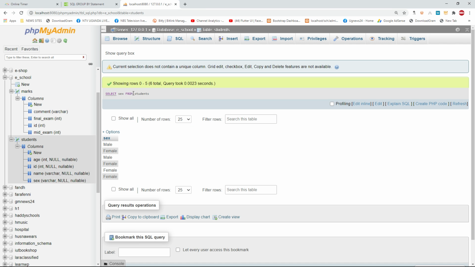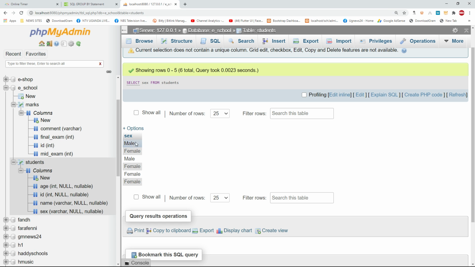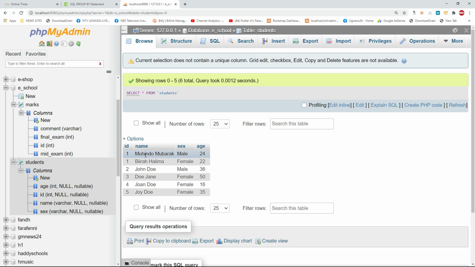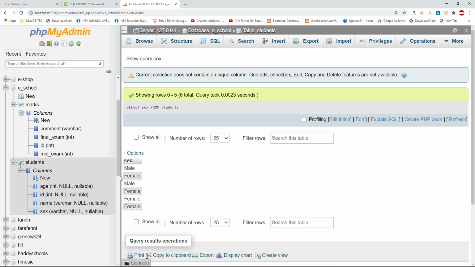So you can see, members, we're having all these results. Male, female, male, female, female, female. Those are the genders that we have. If we go here to records, you see you're having male, female, male, female, something like that. So that's when we select. If I select only gender, you'll see male, female, then female, female, female.